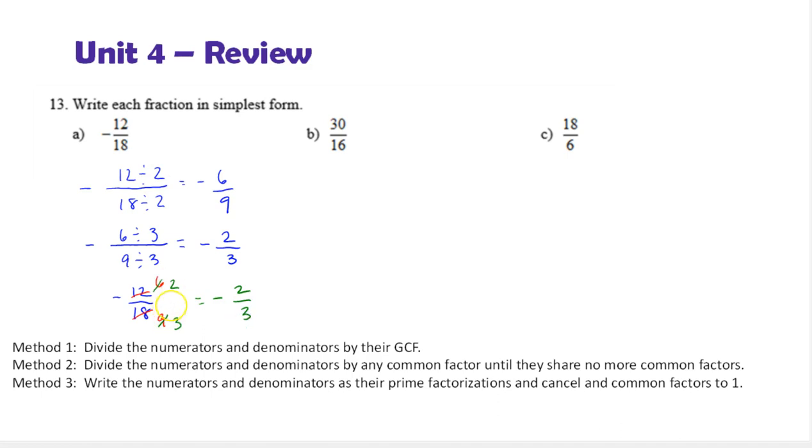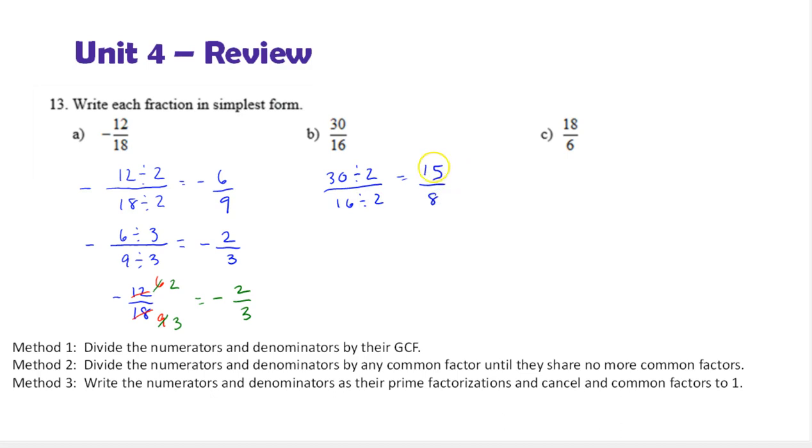So this is a shortcut version for rather than writing all of these divisions, but I wanted to show you the division so you knew what this meant. Let's look at the next one. Well, 30 and 16, I see again they're both even, so I'm going to start by dividing both the numerator and denominator by 2. Well, 30 divided by 2 is 15, and 16 divided by 2 is 8.